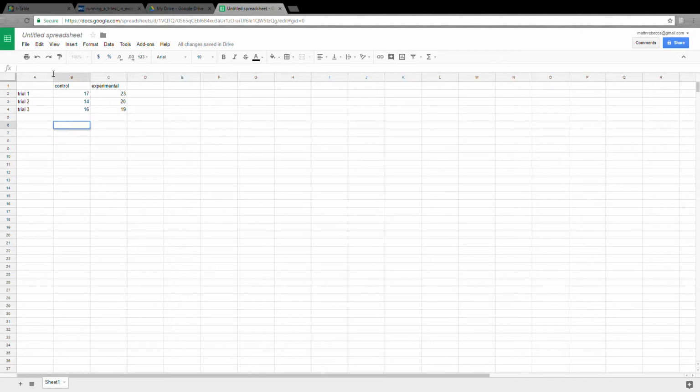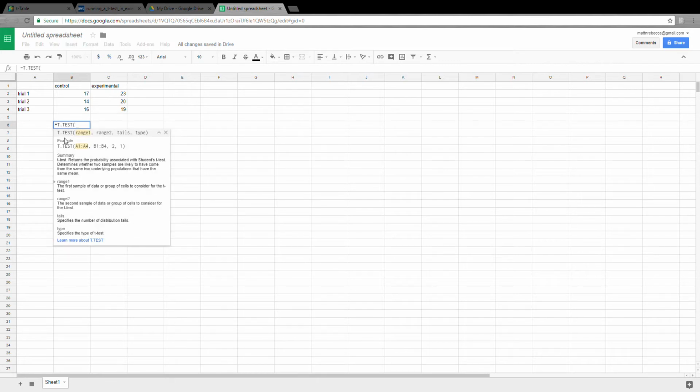And I can type my formula up there, or I can type it into the box. But I'm going to type equals t.test, that's the command for a t-test. And if I click on it, it will pull up what I need to put in here. Now if you're putting this into Excel instead of Google Sheets, instead of saying range 1 and range 2, in Excel it says array 1 and array 2, but it's saying the same thing. It's just asking you, what is your first data set and what is your second data set?